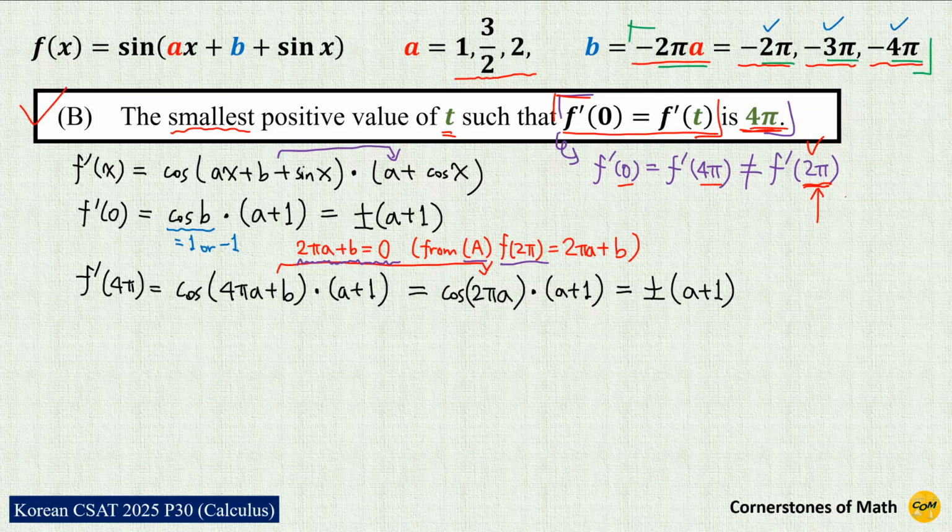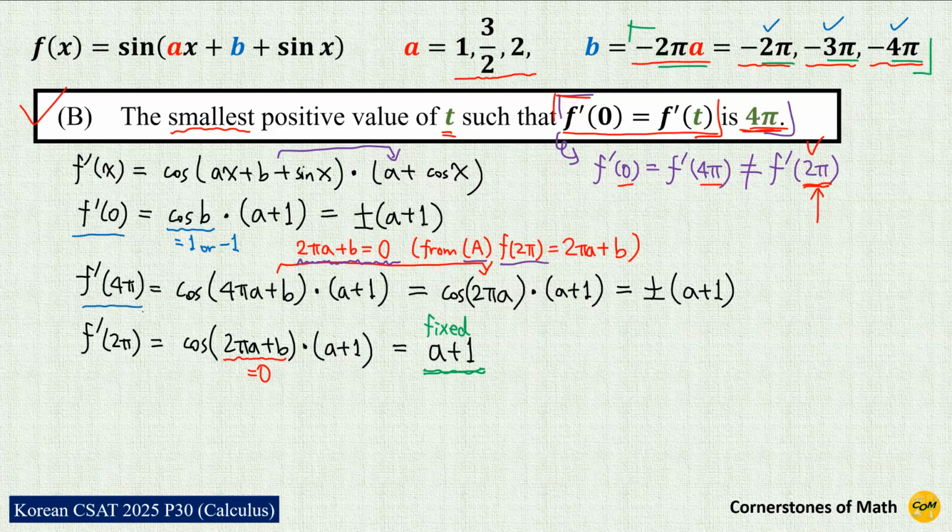And I didn't just randomly choose this value of 2 pi. I brought up this example because the derivative at 2 pi is a rather special one that can give us useful information. Notice that f prime of 2 pi is given as cosine(2 pi a plus b) times (a plus 1). And since this 2 pi a plus b is just equal to 0, we simply have a plus 1. So the derivative at 2 pi is a fixed value a plus 1.